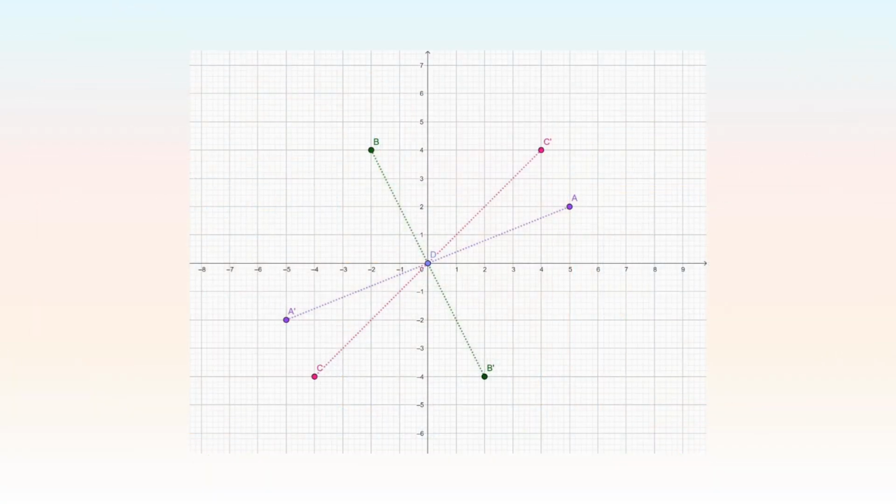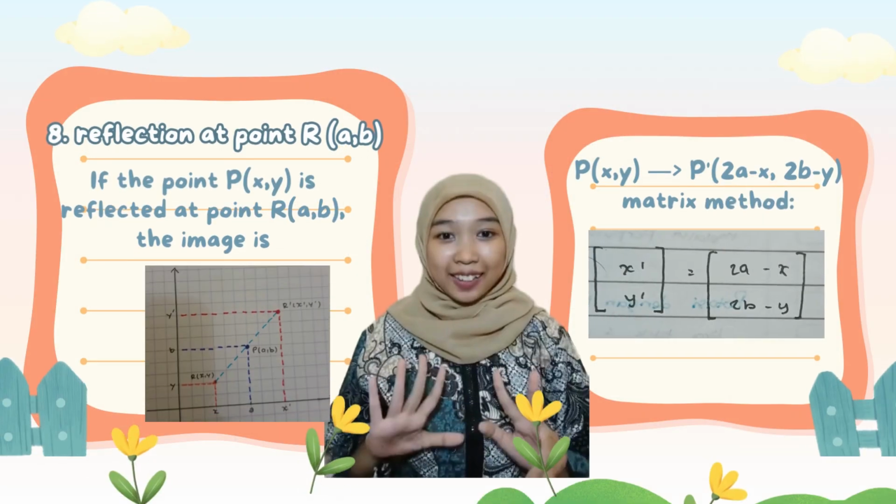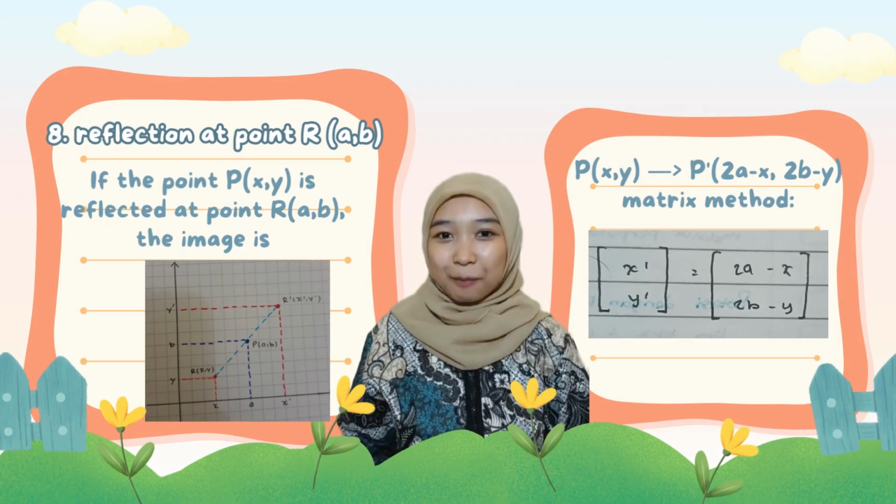For example, if we have point A (5, 2), point B (-2, -4), and point C (-4, -4), reflected at the origin, A' is (-5, -2), B' is (2, 4), and C' is (4, 4). Okay, next is reflection at the point (a, b).